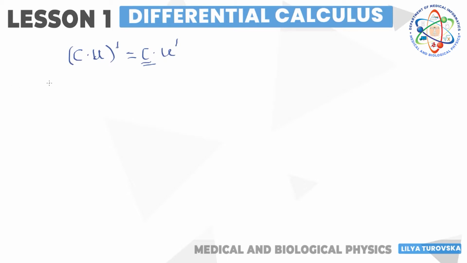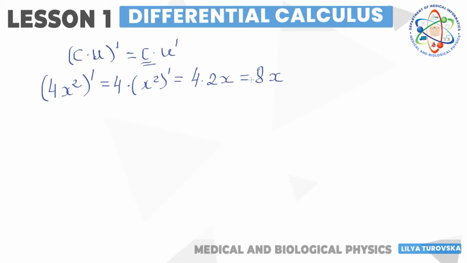For example, if you have 4x squared, 4 is the constant value, we leave it without change, and times the derivative of x squared. So according to the formula we have on the top, we do not change 4, and find the derivative of the function. So what we get? We get 4 times 2x. 4 times 2 is 8. So the answer is 8x.